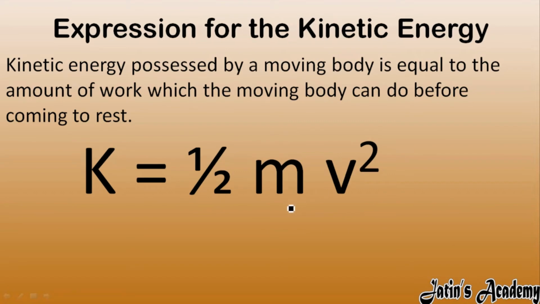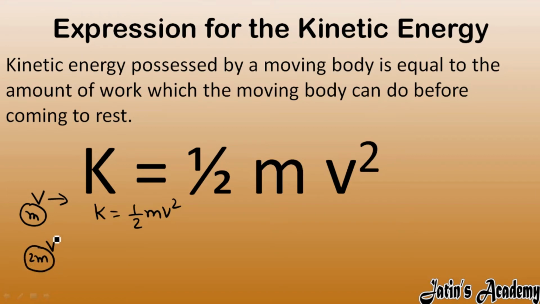Now let's see what is the effect of changing mass and velocity of a body. For example, a body has some mass m moving with velocity v. Clear? Now it has some kinetic energy k, which is half mv square. Now if I increase the mass to 2m and the velocity remains the same, what is the change in the kinetic energy? What is the new kinetic energy in terms of the old kinetic energy?